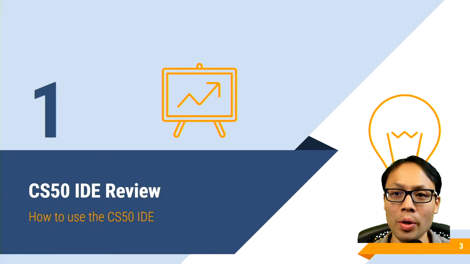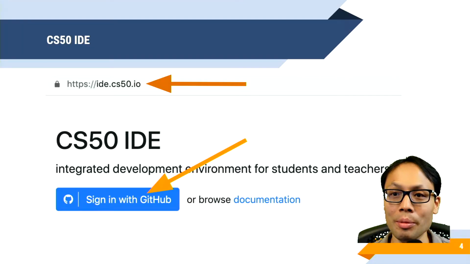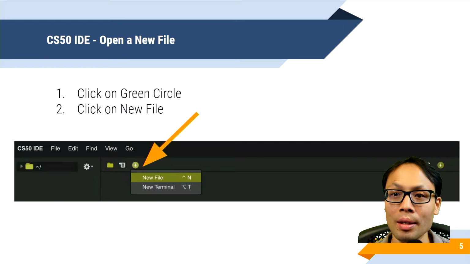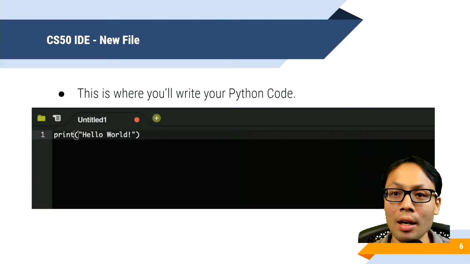Alright, so just a quick overview again of the CS50 IDE. So a couple things. First off, the website is ide.cs50.io, and we use GitHub for their login credentials, and that will allow you to log into CS50 IDE. So to create a new file, you would click on the green circle for new file, and that's where you'll write your Python code.